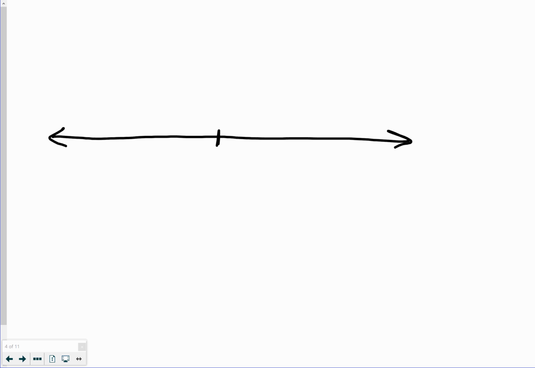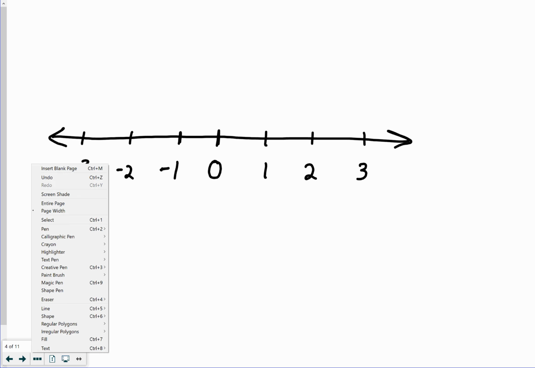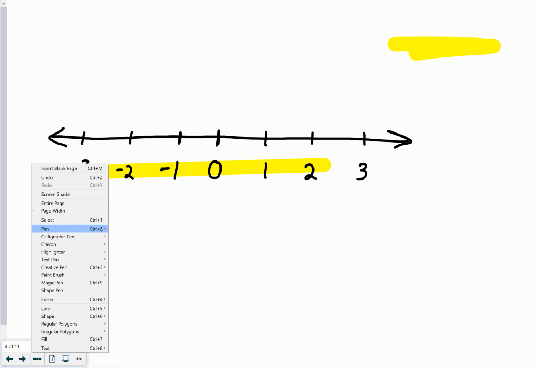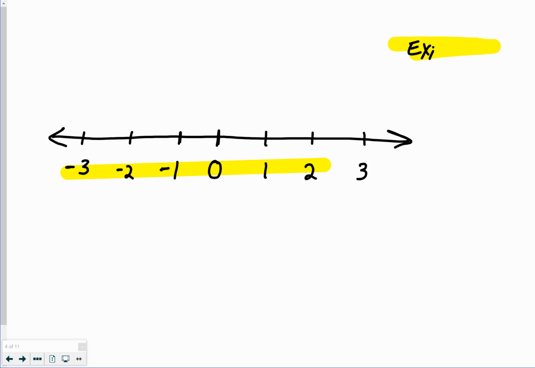In the middle, I want you to put 0. And we're just going to move to the right 3 and to the left 3. So you'll notice we're going to positive 3 and to negative 3. But what's different about this number line is, all of these numbers, I want you to think of them as exponents. So that's not just our typical numbers, 0, 1, 2, 3, and negative 1, 2, 3. I want you to think of those as exponents.